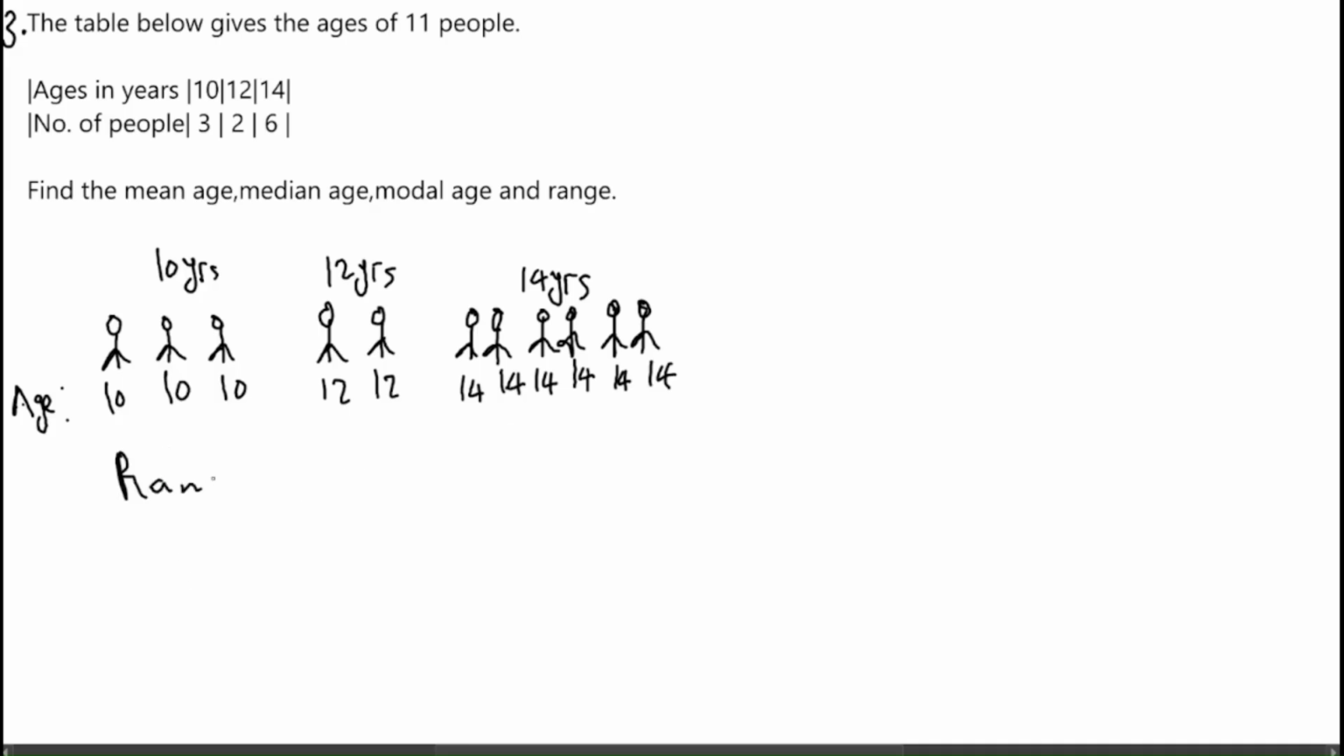The range is equal to the highest age minus the lowest age. The highest age here is 14. The lowest age is 10. So it's gonna be 14 minus 10. 14 minus 10 is 4. So the range is 4 years.